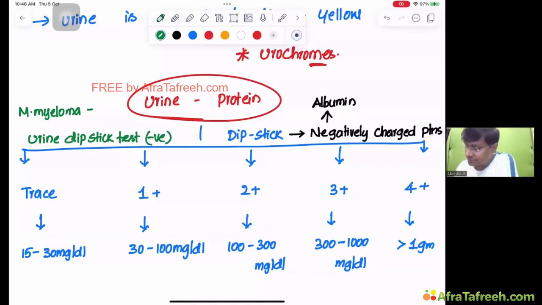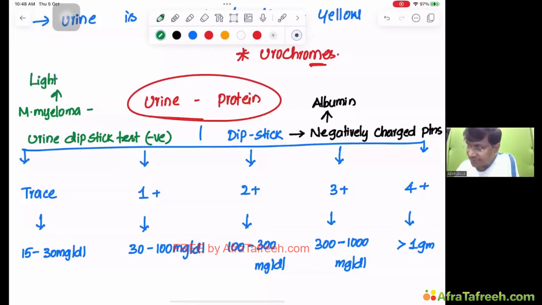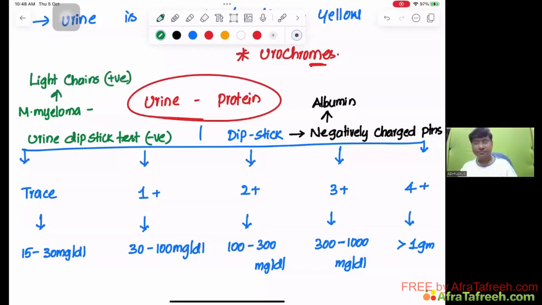Very good, Jacob. In multiple myeloma, the light chains are positively charged. That is the reason why the urine dipstick test will be negative. That is the false negative, because the urine dipstick test cannot identify positively charged proteins. So that is about the proteinuria story.